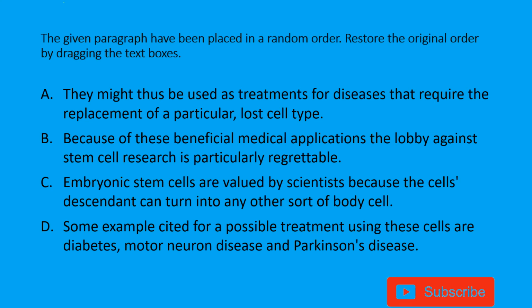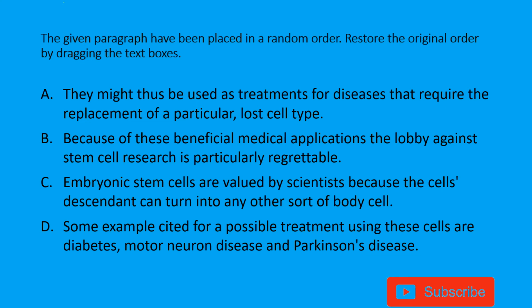So in the second sentence, they are talking about something beneficial, medical applications. So they are talking about medical applications, but we don't know what medical applications they are talking about. So what are we left with? The last one, they are saying some examples cited for a possible treatment. Here we got the third hint. It is talking about possible treatment. Where was it before? In the first one, option A. So "they might thus be used as treatments for diseases".